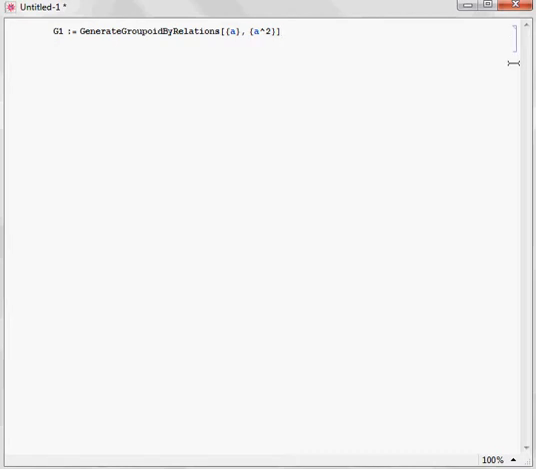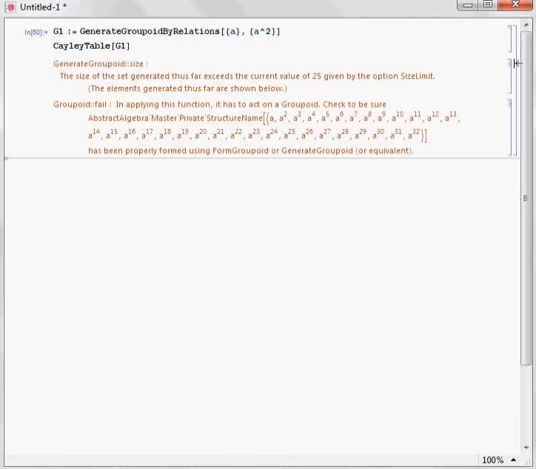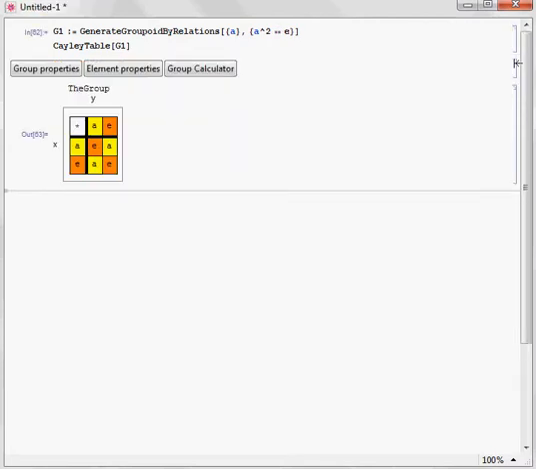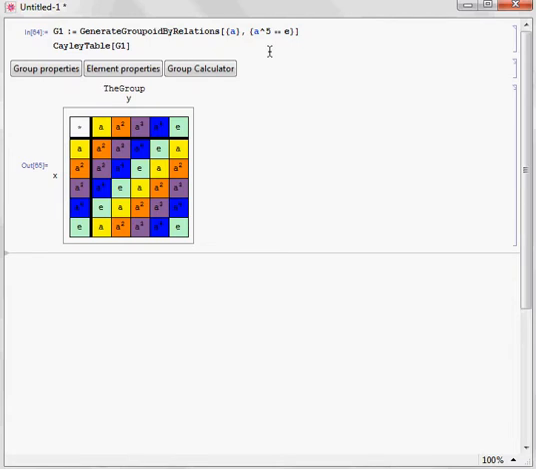group I can think of is the cyclic group of two elements. Let's look at the Cayley table. Okay, this is the cyclic group of two elements. So if I would change the 2 to a 5, for instance, then I would get the cyclic group of 5 elements, of course. In this format you can only create cyclic groups.